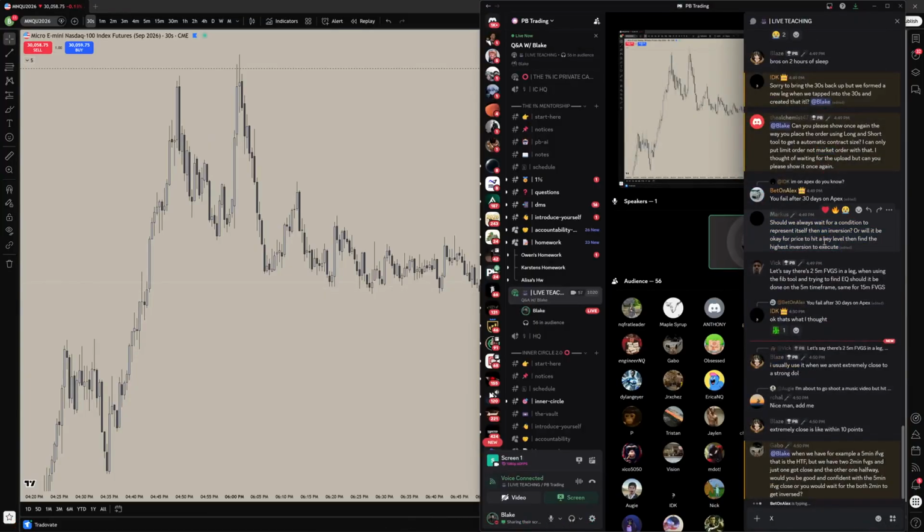Should we always wait for a condition to present itself, then an inversion would be created? No, I mean, I assume inversion execute. Yeah, it's fine if that's the case. Yeah, we hit a key level and then you get an inversion.